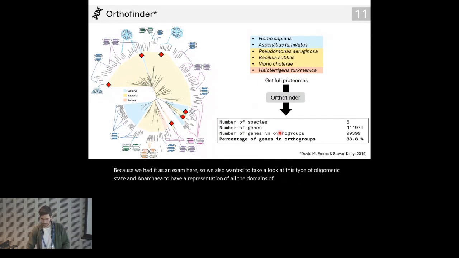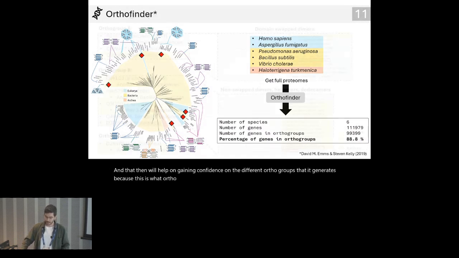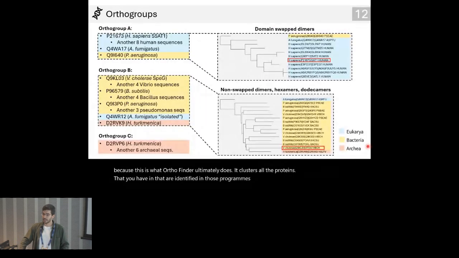These are a few metrics that OrthoFinder reports after running it. And this is the one that you normally need to check to be sure that it performed well, that it was able to build a species tree first, and that then will help on gaining confidence on the different orthogroups that it generates. Because this is what OrthoFinder ultimately does. It clusters all the proteins that you have into different orthogroups. These are clusters of sequences that are believed to have a shared common ancestor.